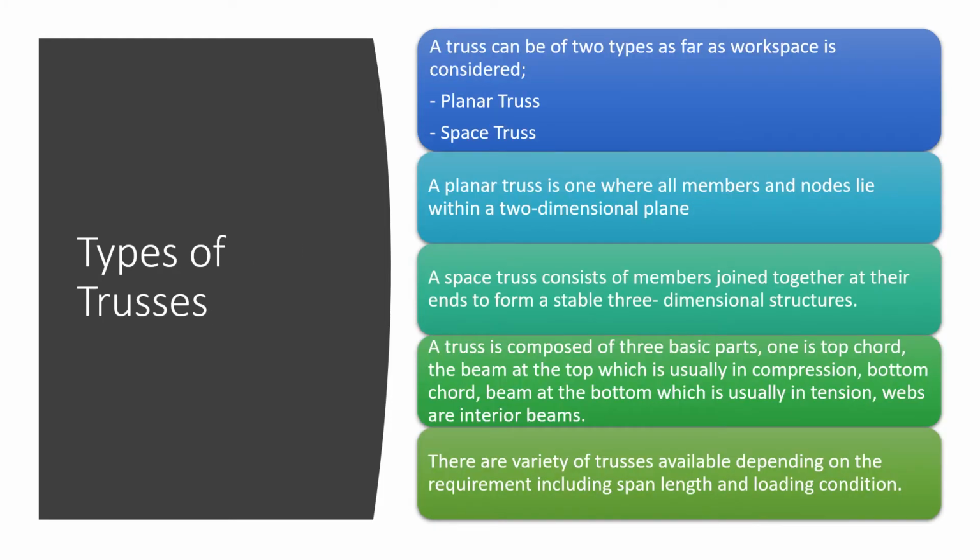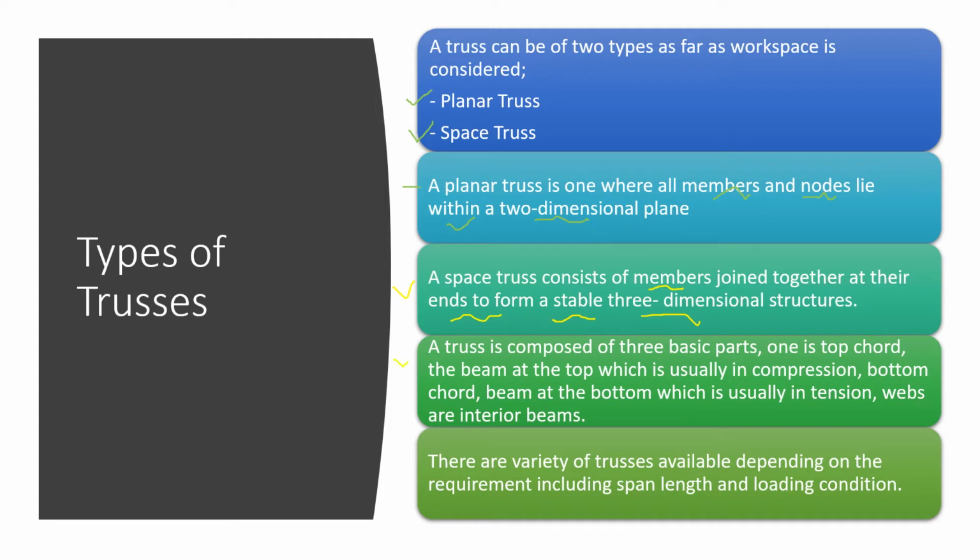Types of trusses, we have two types. The first one is planar trusses. The second one is space trusses. A planar truss is one where all members and the joints or nodes lie within a two-dimensional plane, whereas space trusses consist of members that join together at the ends to form a large and stable three-dimensional structure.